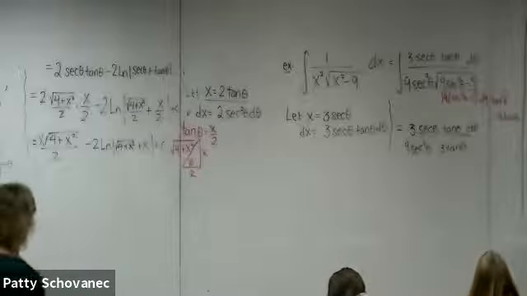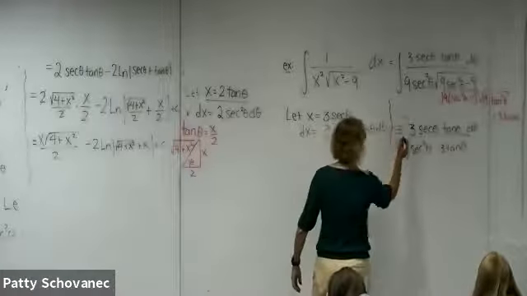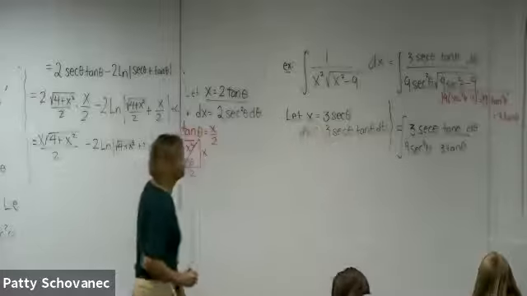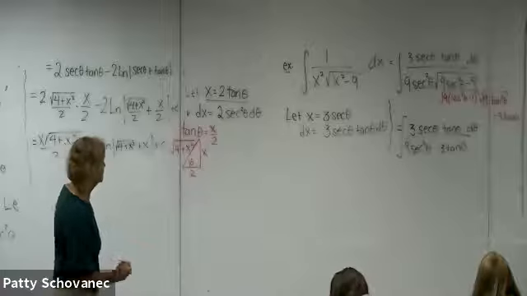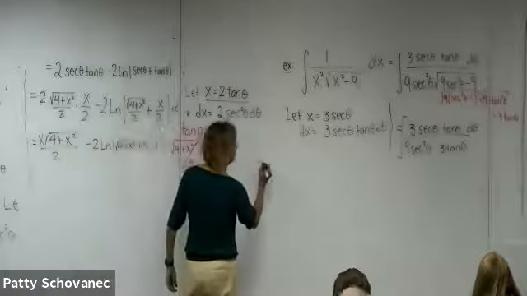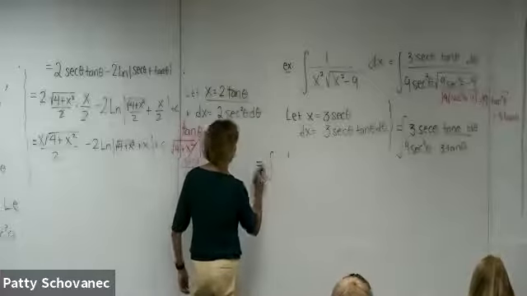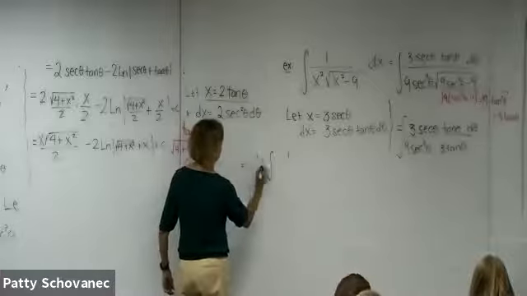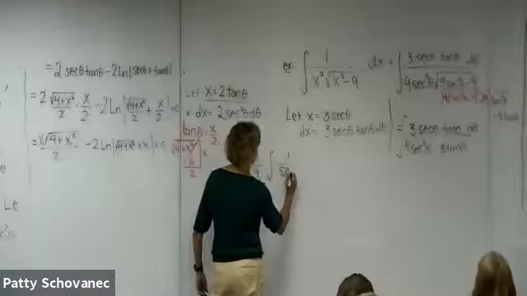I've lost my integral sign. Let's squeeze it in there. It looks naked. There we go. So what's left after you cancel everything? 1 over 9 secant squared. 1 over 9. Can I pull the 1 over 9 up front? 1 over 9 secant. It's just a secant because one of the secants cancels.